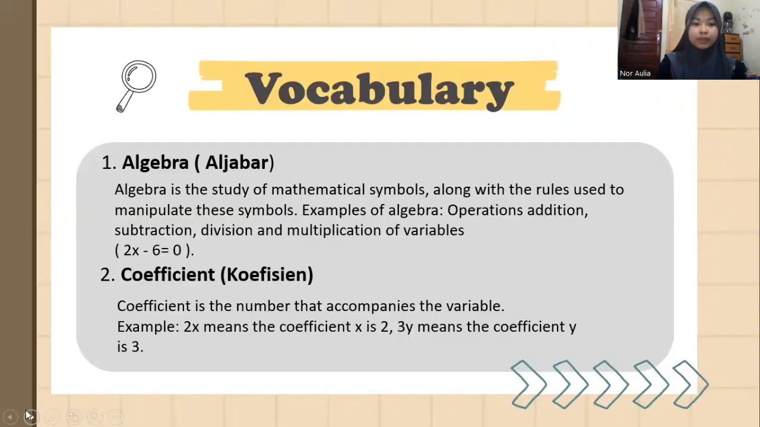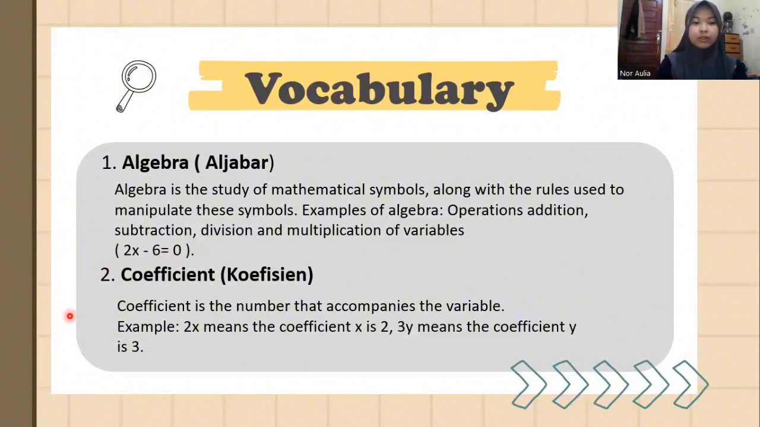The first is about vocabulary. Number 1 is algebra, or in Bahasa we can say aljabar. The definition: algebra is the study of mathematical symbols along with the rules used to manipulate the symbols. Examples of algebra are the operations addition, subtraction, division, and multiplication of variables. The example is like this: 2x minus 6 equals 0.